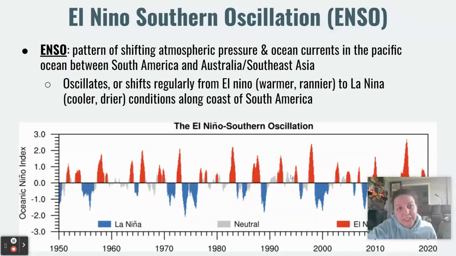Okay, so let's really get into ENSO now, or the El Nino Southern Oscillation. A lot of times you'll hear these called events. We have an El Nino event or we have a La Nina event. But I want you to understand it's really a shifting pattern over time. They're all connecting. We're going to see this shifting atmospheric pressure and ocean currents in the Pacific between South America and Australia. What we see is a shift from El Nino, which is going to make it warmer and rainier, to La Nina, which is going to make it cooler and drier. You can see they just flop back and forth. So they are very connected to each other.